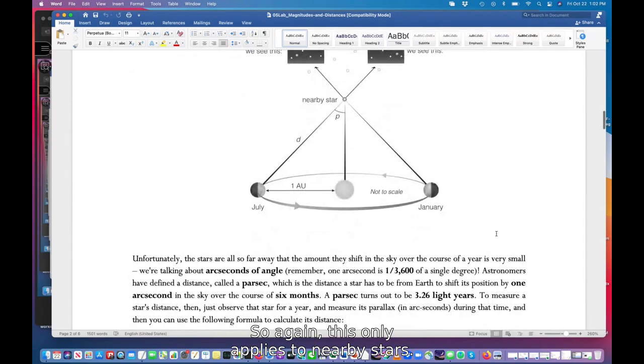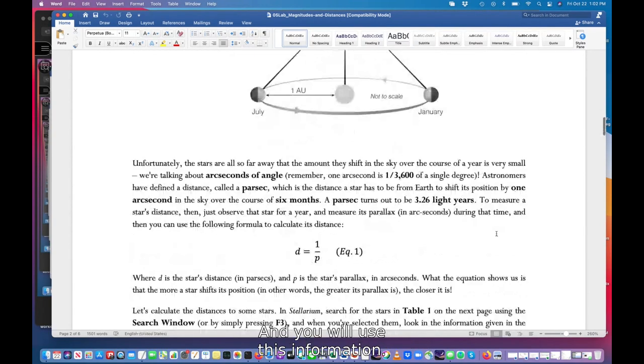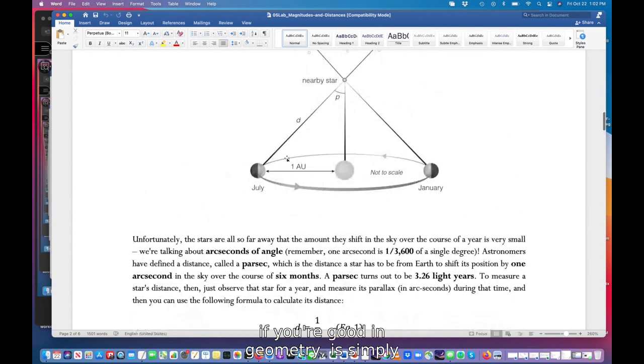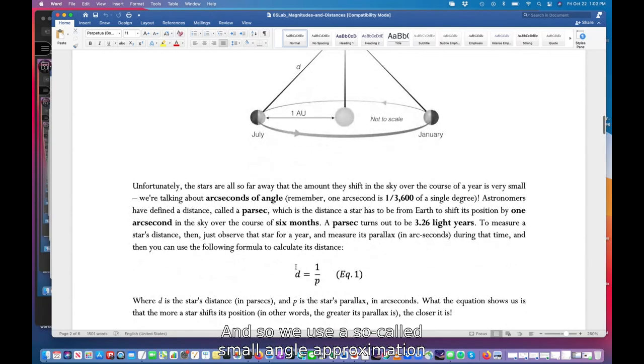Okay, so again, this only applies to nearby stars. And you will use this information of the parallax angle. I mean, the parallax actually is measured as an angle. And so the distance to the star right here, if you're good in geometry, is simply, you know, this is basic, like a sine function, right? And so we use a so-called small angle approximation in trigonometry, but we don't go into that.